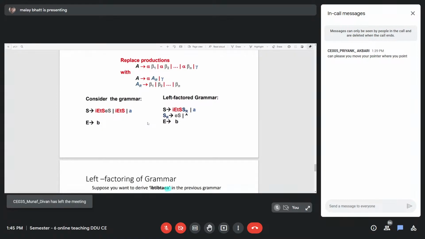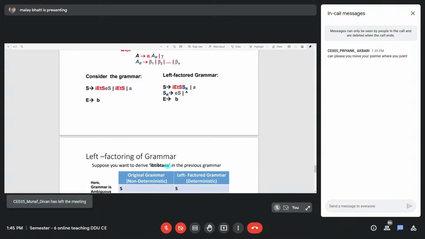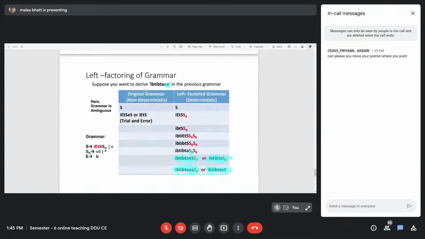Here you can see that the first and second rules of S both start with I, so it is difficult to identify which rule we should apply. It gives us non-determinism if we consider the original grammar. So let us see whether we can use a left factored grammar to solve the problem.